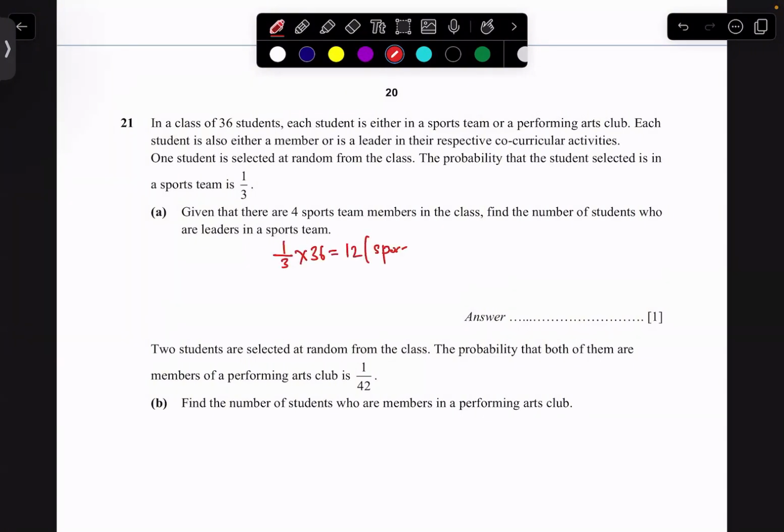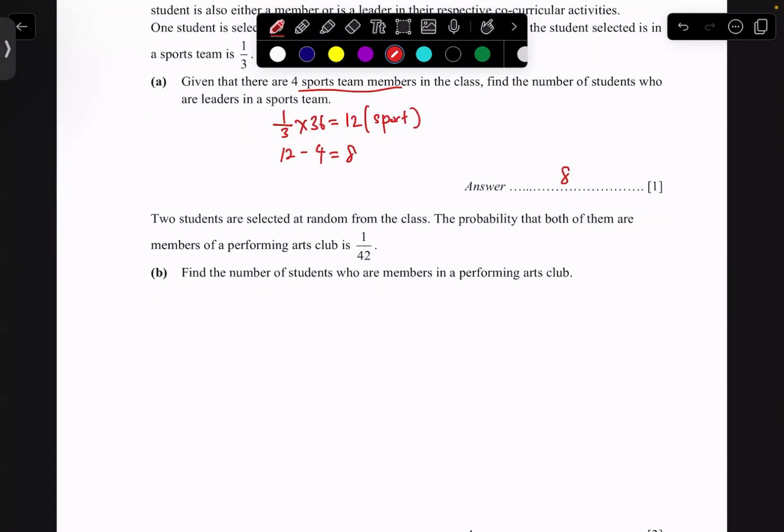So there are 12 sports students, right? They are either a member or a leader. If there are only 4 members, then the rest must be leaders. Okay, 2 students are selected at random from the class. The probability that both of them are members of a performing club is 1 out of 20. Find the number of students who are members in a performing club.